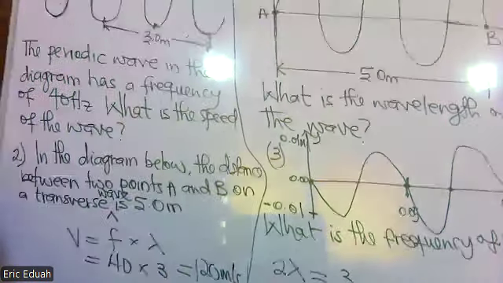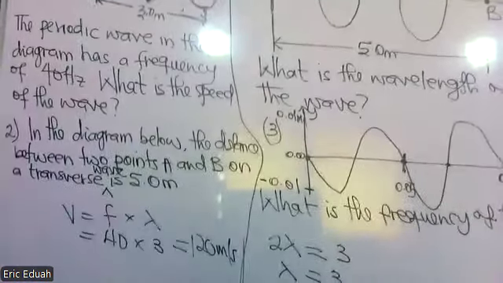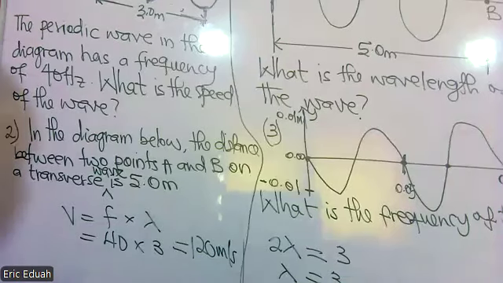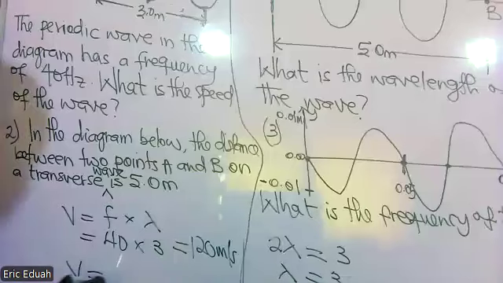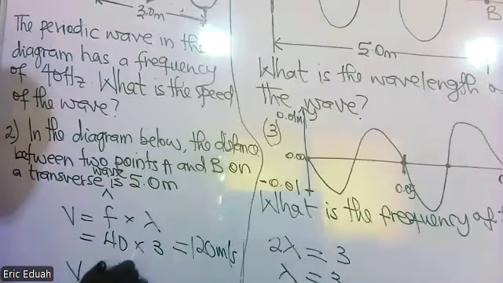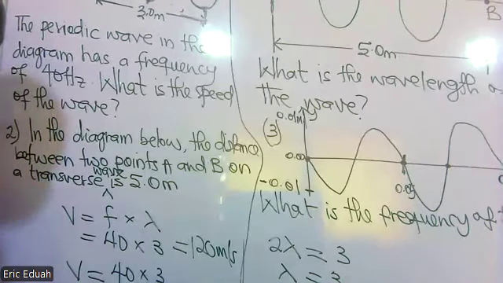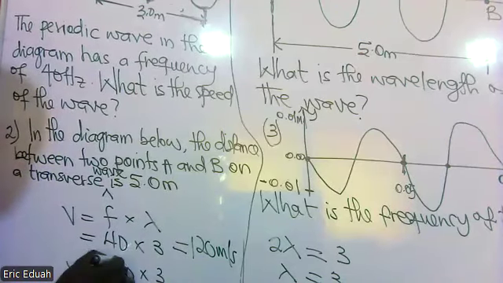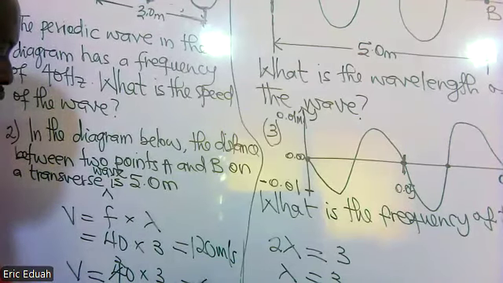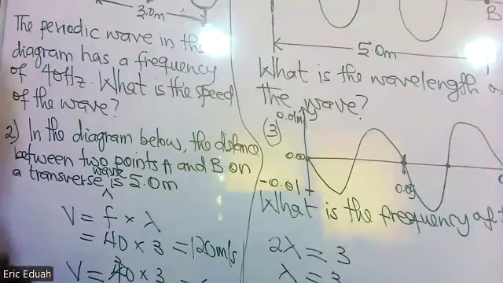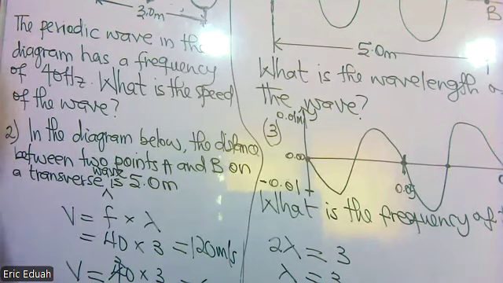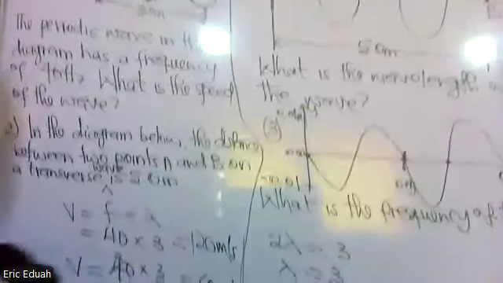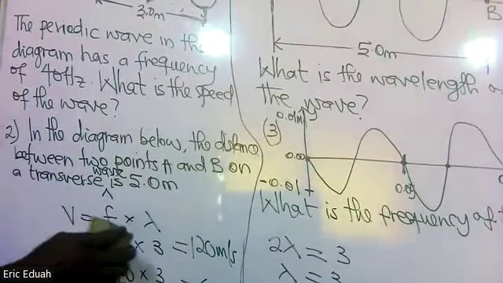If lambda is 3 on 2, then the velocity in this case will be 40 times 3 on 2. This is 2, so 60 meters per second. So that's the trick, and some of you had it. Any question? So when you are given a graph, this is how to go about it.